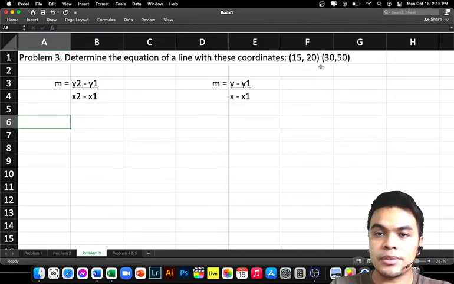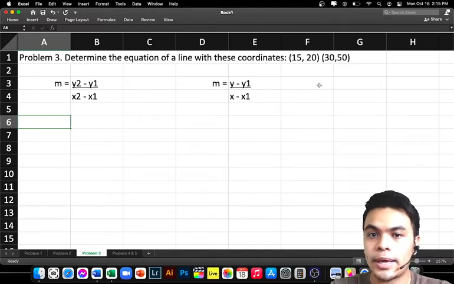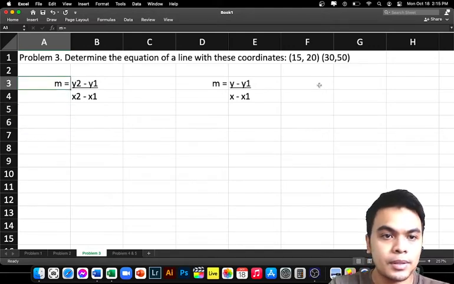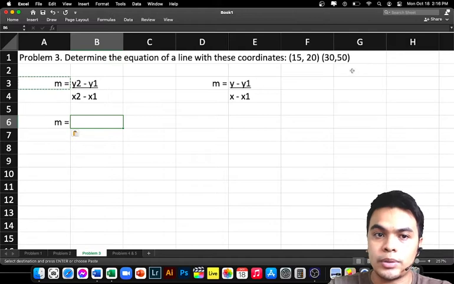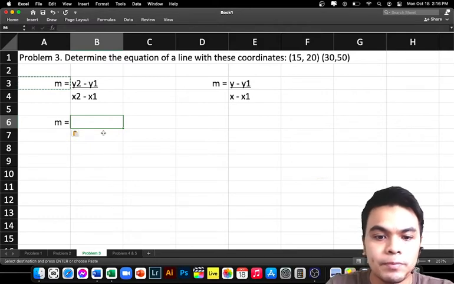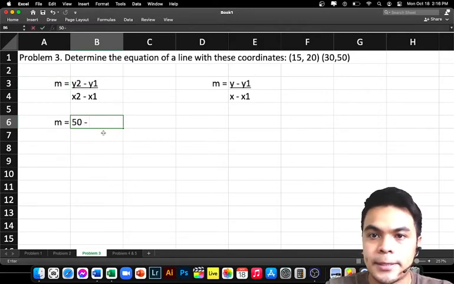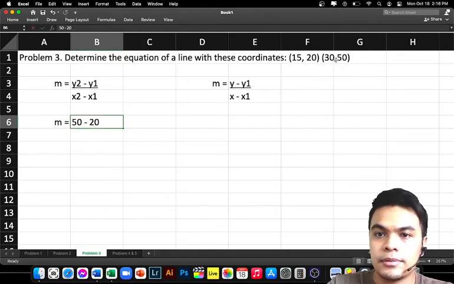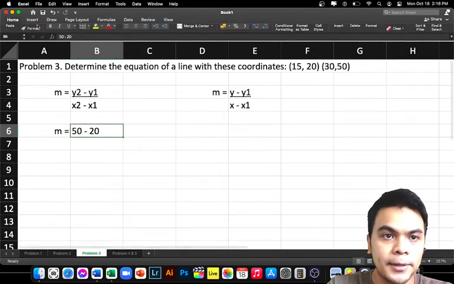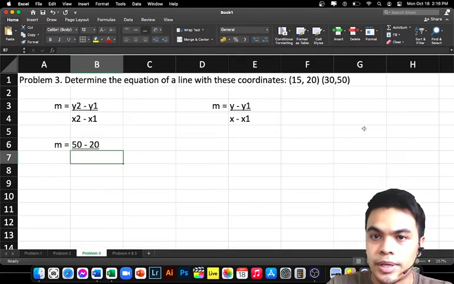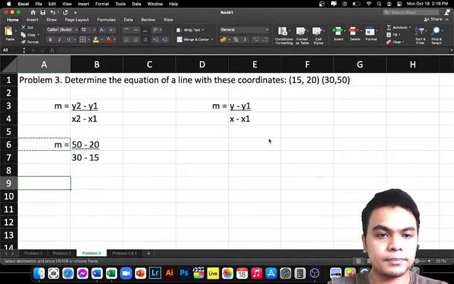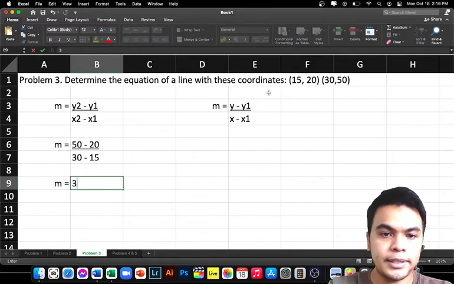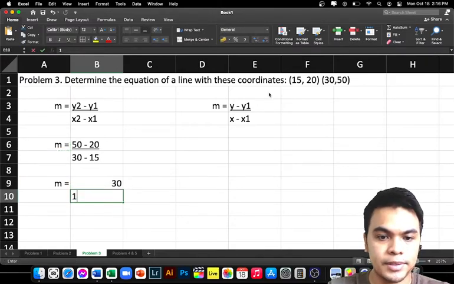Again, we can assign either of these two who would be the y2, x2, or y1, x1. So let's compute for the slope. Let's say that this set is our y2 and x2, and this one is the y1 and x1. So 50 minus 20 divided by x2 and x1, we have 30 and 15. 50 minus 20, we have 30 over 30 minus 15, that is 15.